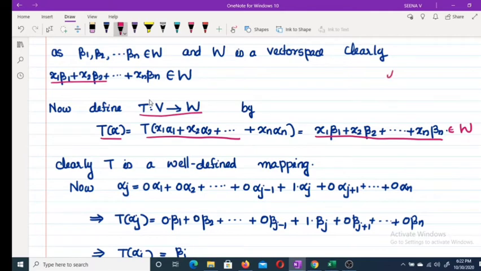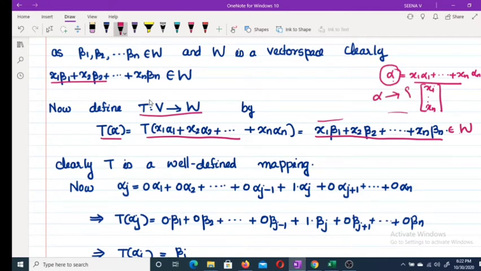For each alpha, alpha equal to x1 alpha 1 plus etc. plus xn alpha n, and we know that alpha 1 to alpha n is our ordered basis. Therefore, the representation of alpha is unique. That means if you can write alpha like this, then each xi, x1, x2, etc., xn, is determined in a unique way. So for each alpha, you will get clearly one element in W. That is why the map is well-defined. Well-defined means for each alpha, there must exist a unique element beta in W.